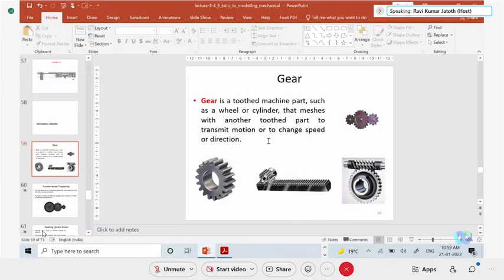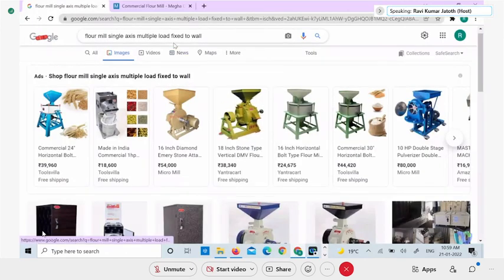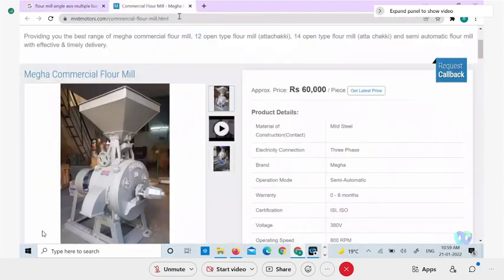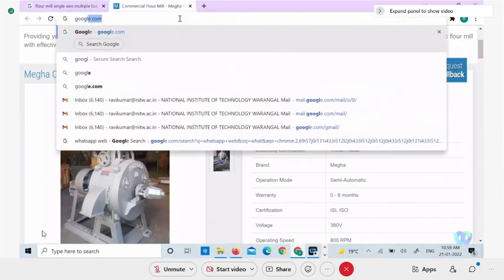What is the time now? I think time is over. What is the next period, Varun? Transmission lines and electromagnetic waves.